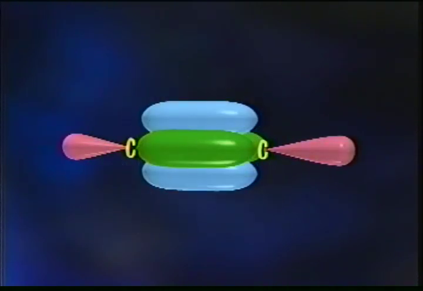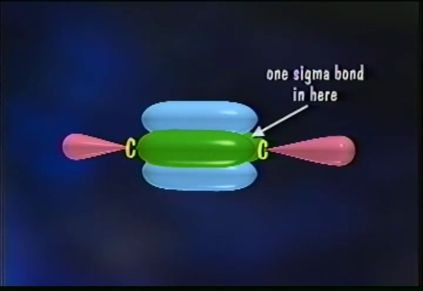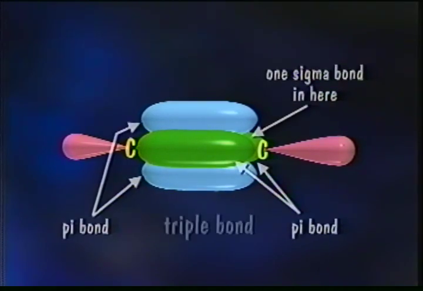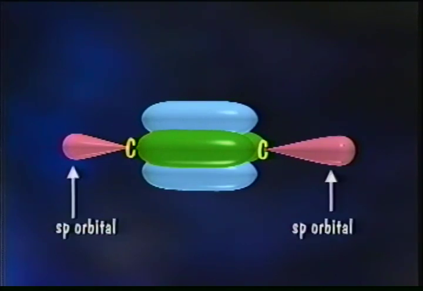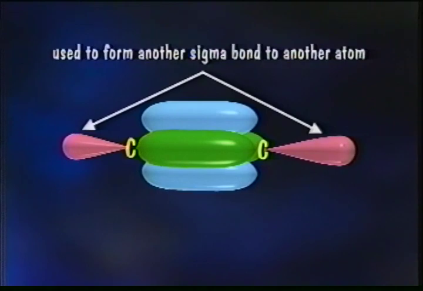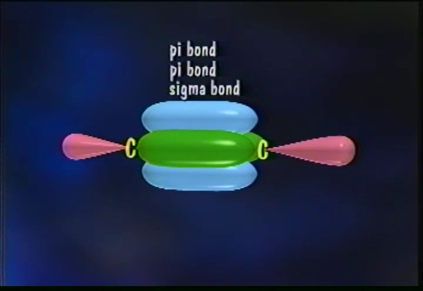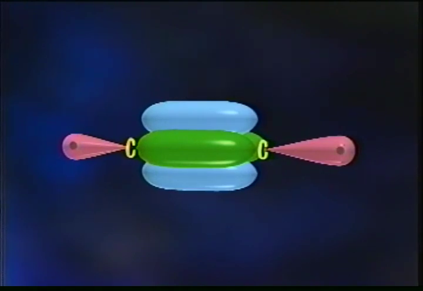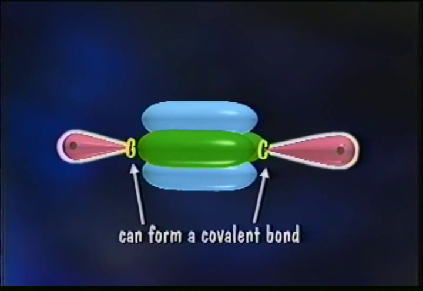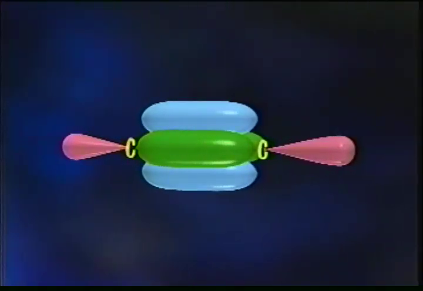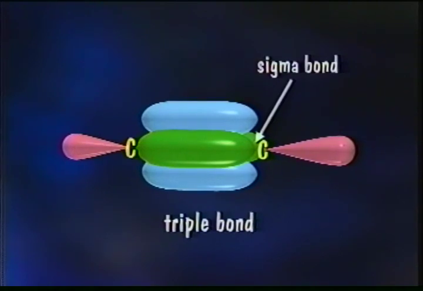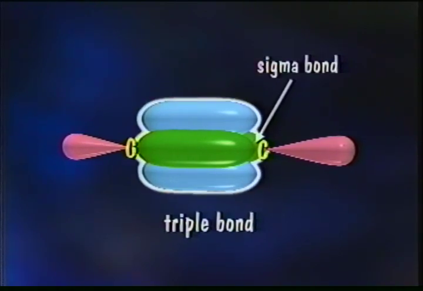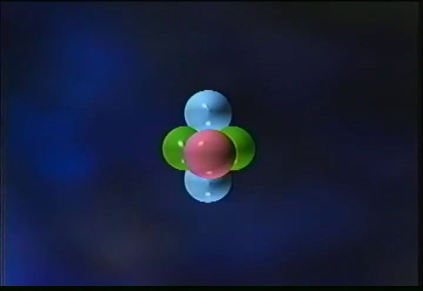So with the overlap of two sp hybridized carbons, we get one sigma bond and two pi bonds. Lo and behold, a triple bond. The other sp orbital on each carbon is used to form another sigma bond to another atom. Now let's figure out where all the electrons are. The two pi bonds and the sigma bond each contain a pair of electrons, for a total of 6 electrons. The remaining electron from each carbon is in the other sp orbital and is available to form a covalent bond with a substituent. So, basically, a triple bond has a sigma bond which is surrounded by a cylindrical array of electrons. If we look at an alkyne head-on, all we'd see is a linear molecule surrounded by a core of electron density.